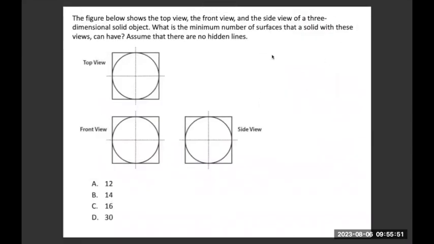Here you are given figure, top view, front view, and side view of a solid. You're given the three sides of a solid, and the solid looks exactly the same from all the three sides. You have to find the number of surfaces that this solid has, the minimum number of surfaces that this solid has. The bare minimum number of surfaces that the solid has, okay? I'm going to help you out here, okay?